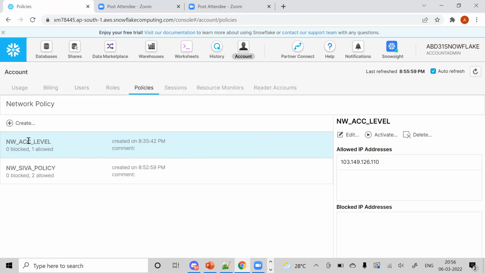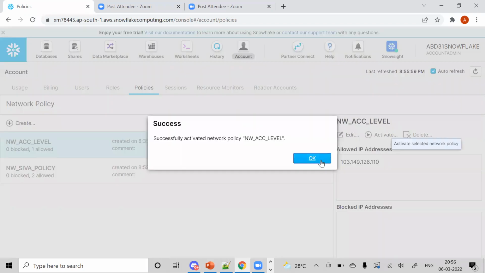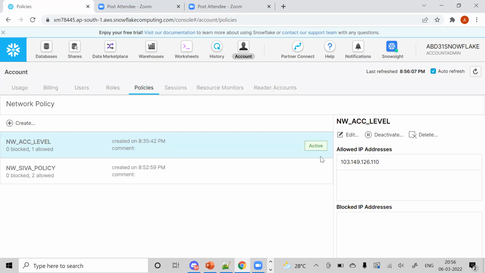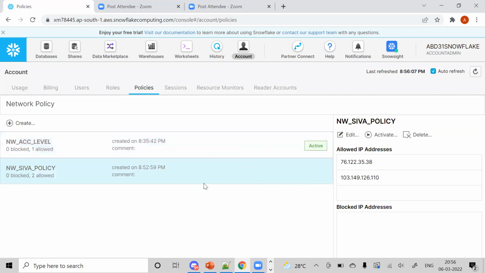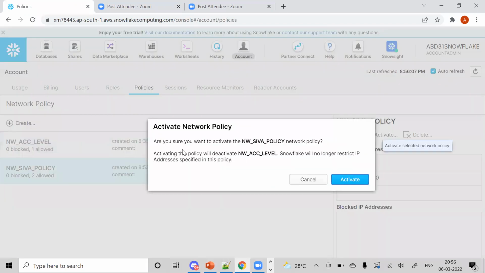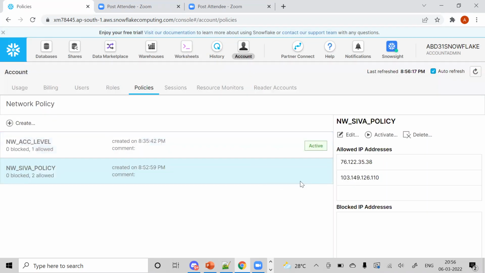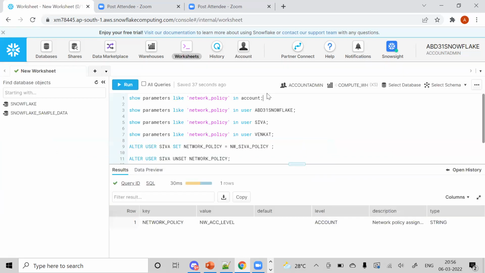So we have just created now two policies. I will activate the first one, network account level, at the account level. Activate. Okay, this is activated. So obviously I cannot activate the other one. If I try, are you sure you want to activate? Activating this will deactivate that one. Okay. So I think by mistake I had clicked activate. So I'll cancel it. I'll go back, and here the network policy at account level right now is network account level.